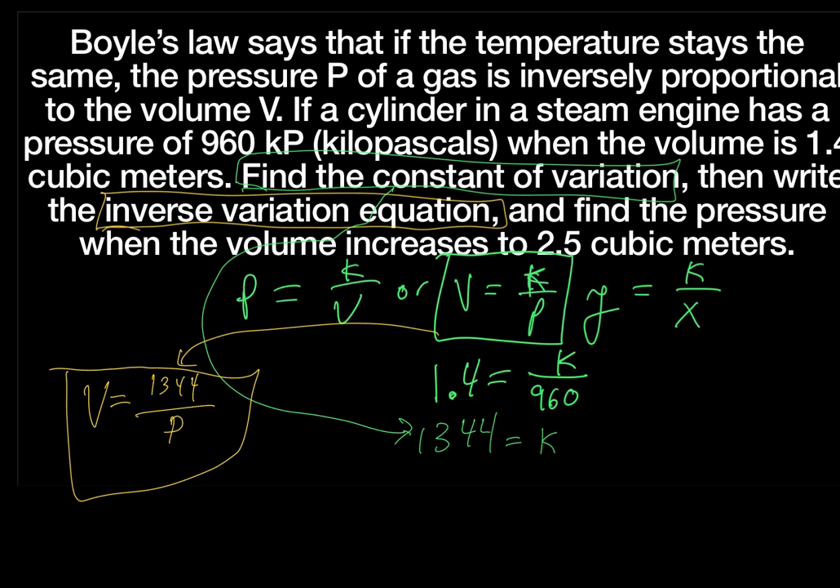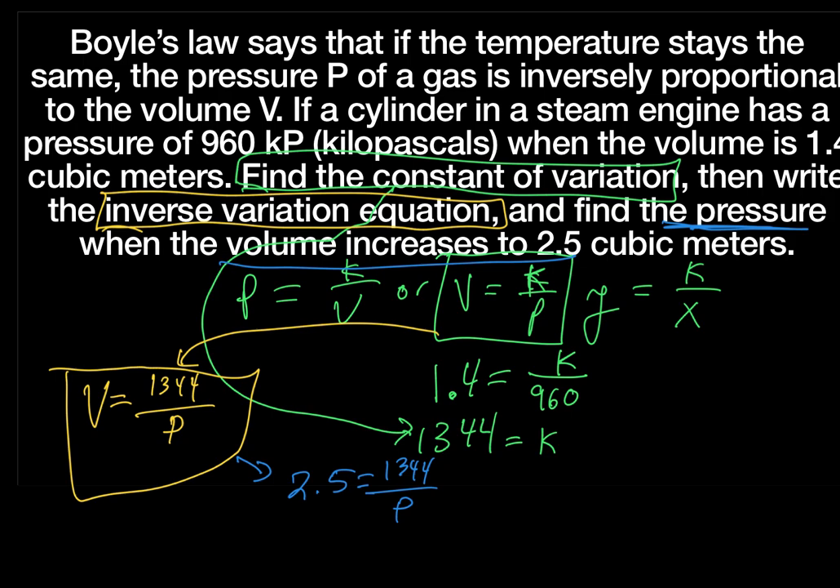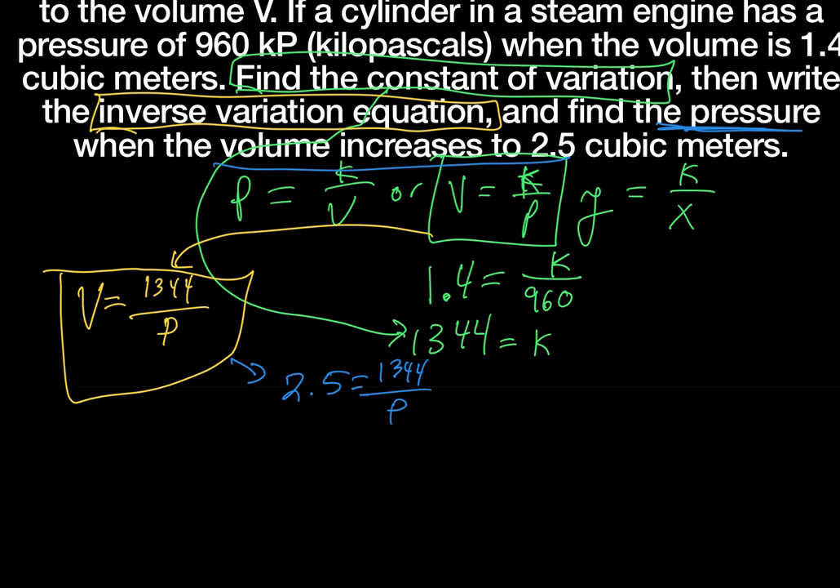And then it says, third step, find the pressure when the volume increases to 2.5. I'm going to use this equation. It says the volume increases to 2.5. That equals 1344 over P. To solve for P, a couple different ways you could do that. Whenever I have fractions that are equal, I often just say, put it over 1 and use the old school cross multiply technique.